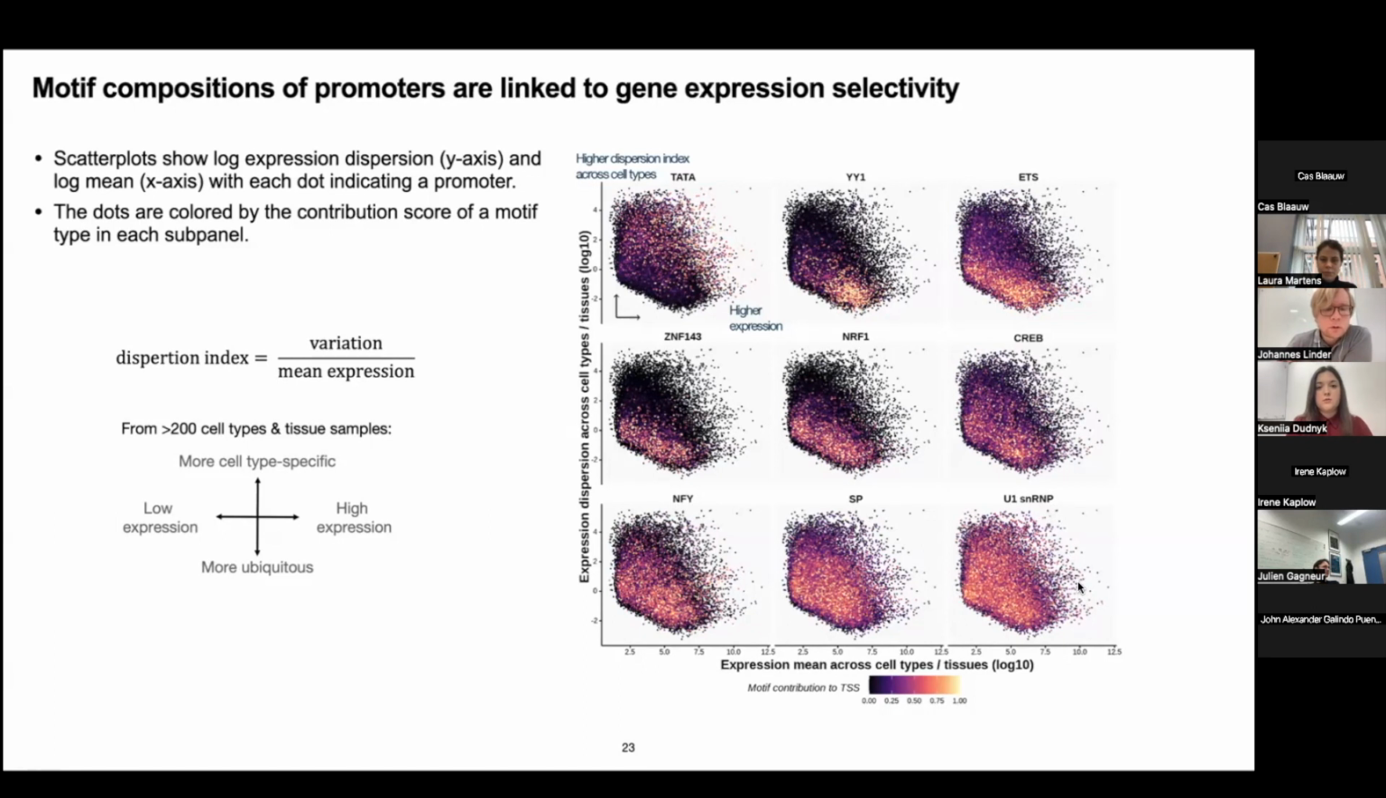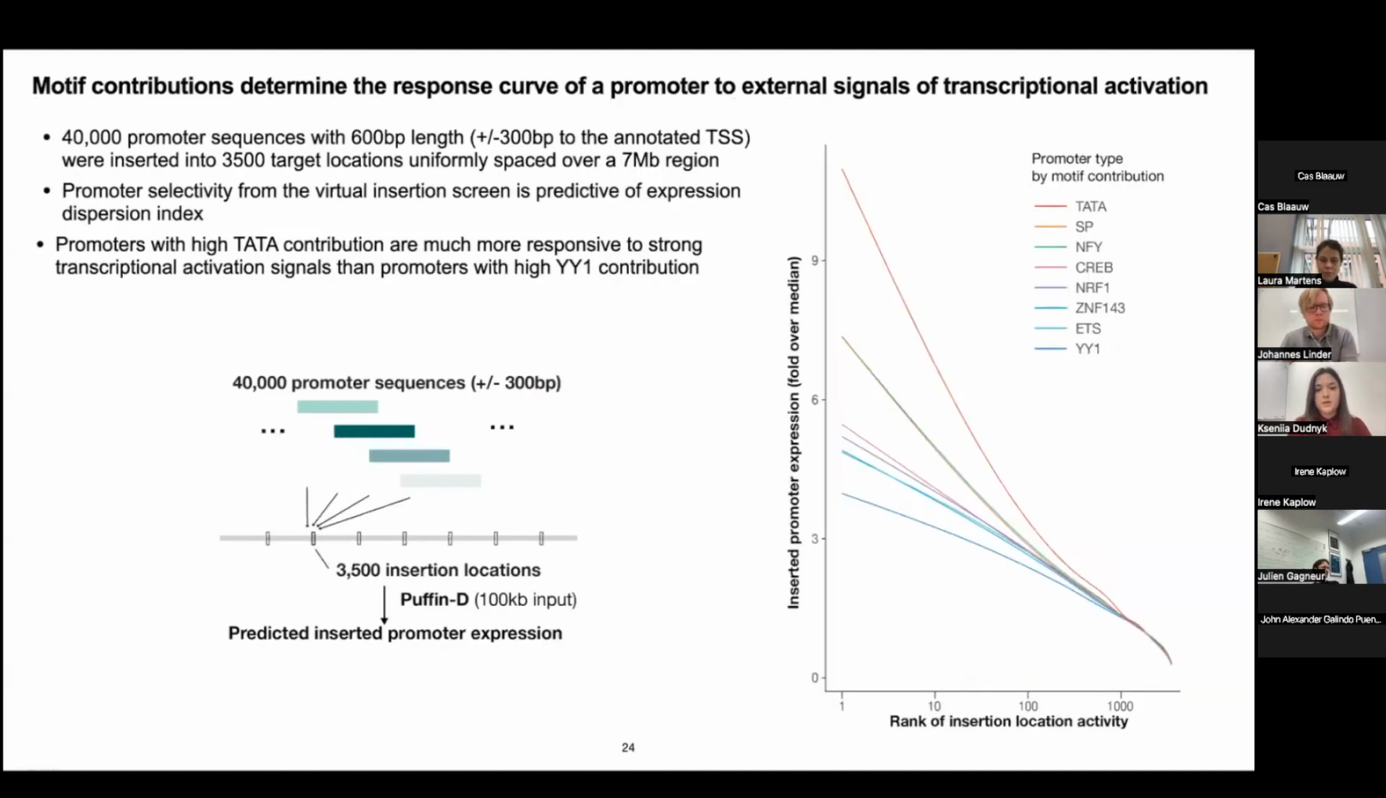So we did observe that there is a link between motif composition and tissue specificity, but we also wanted to explain this link. And we wanted to see if we can study this by taking the promoter and inserting it in different sequence contexts, in different locations in the genome. So we chose 40,000 promoter sequences and inserted them in many genomic locations. In some of those locations we had higher transcription initiation activity. Some of them had no transcription initiation activity. And we needed to make a prediction of this activity.